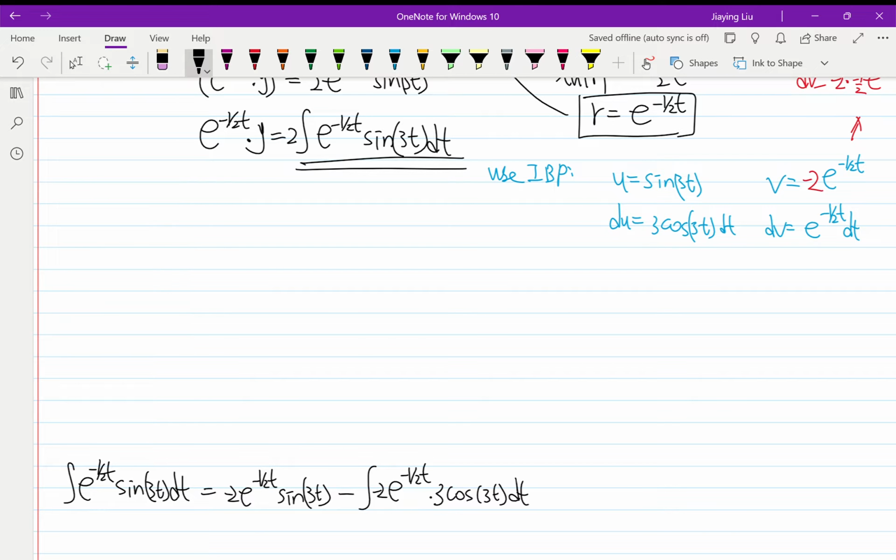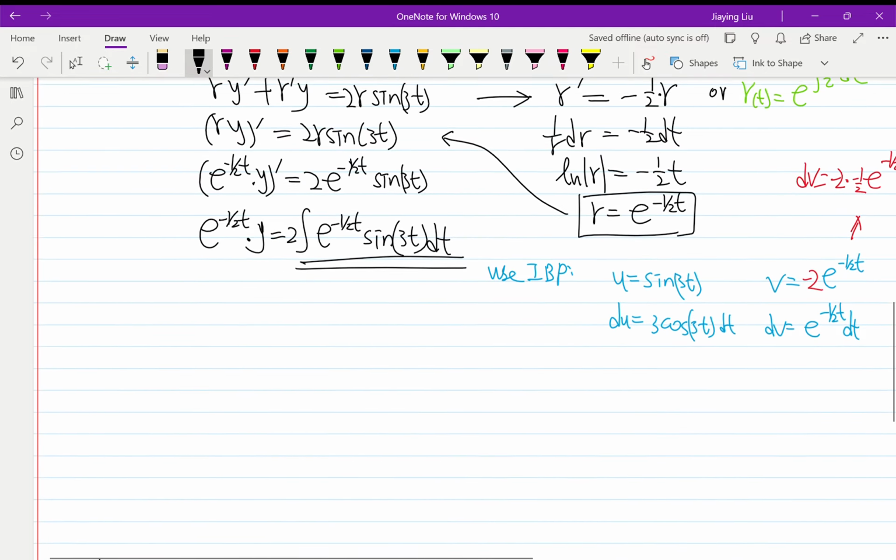So it looks like it didn't really help us much. We went from an integral of exponential sine to an exponential cosine. It doesn't help us, but at least we're going from sine to cosine. Maybe if we use integration by parts again, we go back to sine.